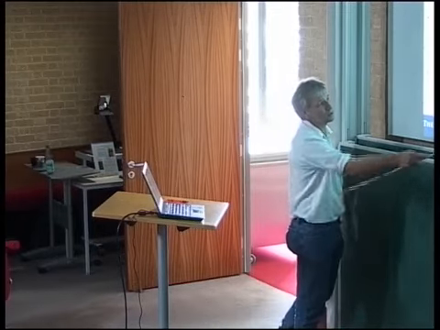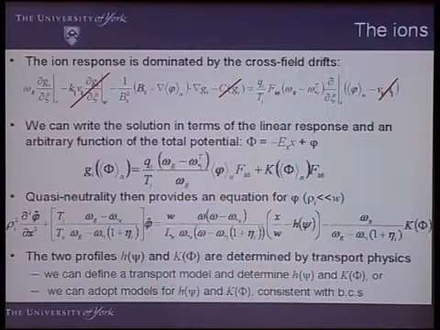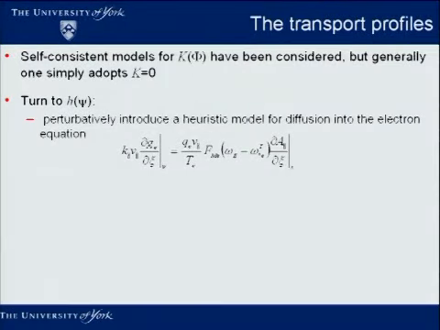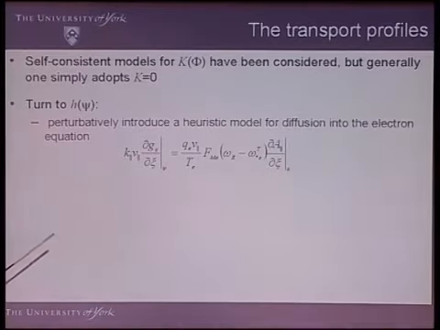So again, we can do two things here. We can either specify models for H and K, which satisfy the boundary conditions, or we can specify transport models and determine H and K. And the former, of course, is much easier, largely because we don't know the transport physics that's determining them. In fact, K equals 0 is a valid solution. It satisfies all the boundary conditions.